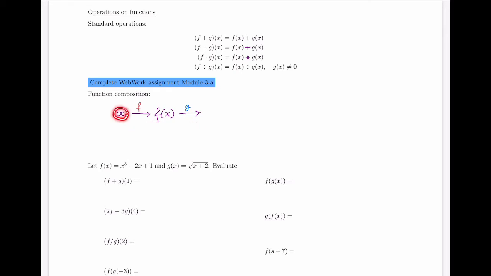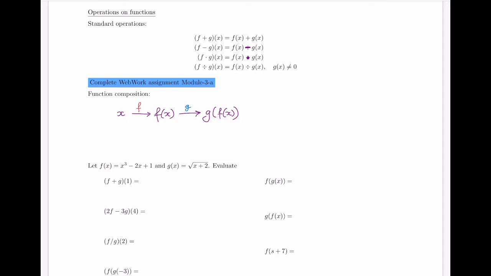So I'm going to go through these 2 levels of function application. I start with an input x, apply the function f to it, and then I take this whole thing as an input and I apply function g to it. So on the output here, I'm going to have g of f of x, where this f of x now becomes an input to the function g.